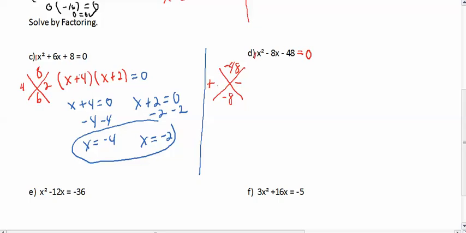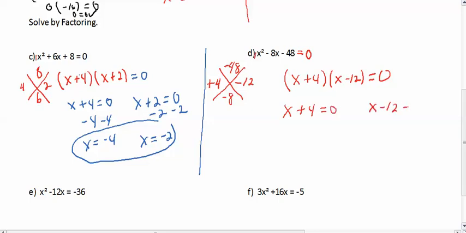One's going to be negative, one's going to be positive, so I think it's going to be negative 12 and positive 4. Because when I add those together, I get negative 8. When I multiply them together, I get negative 48. Okay, so now I got my parentheses. It's going to be x plus 4 and then x minus 12. Set that to 0 and just do the math now. X plus 4 is equal to 0 and x minus 12 is equal to 0.